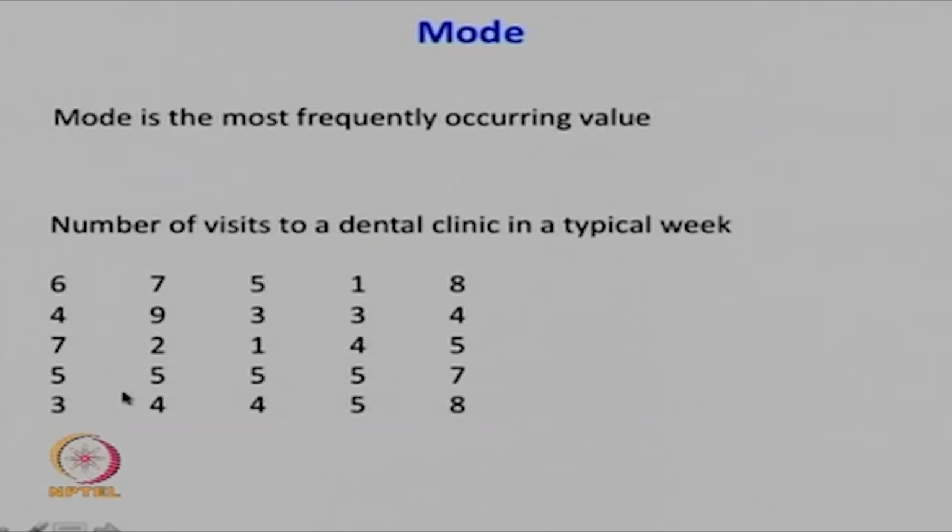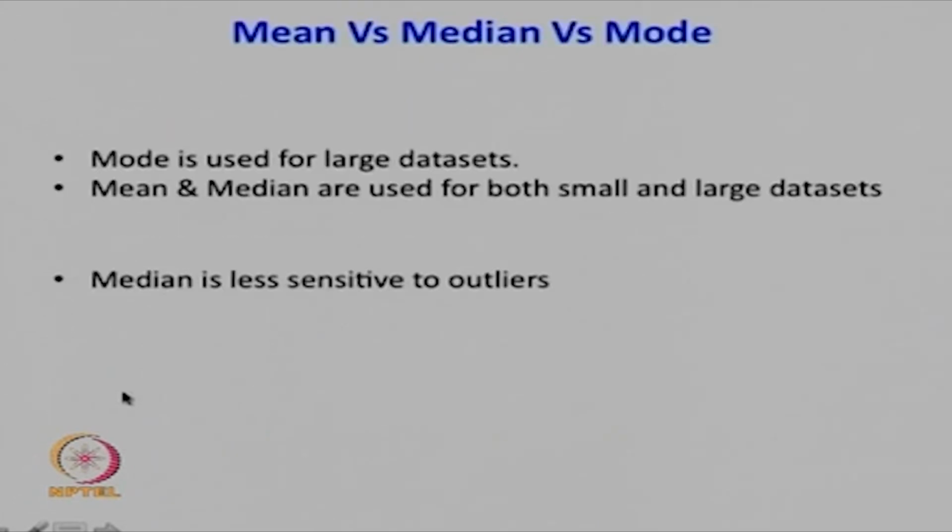So, this brings us to the question as to which of these 3 values you should really consider: mean, median, or mode. It is clear that generally mode is used when you describe large data sets. Mean and median can be used interchangeably for both small and large data sets. And as we discussed, the arithmetic mean is of course sensitive to outliers, but the median is less sensitive to outliers.